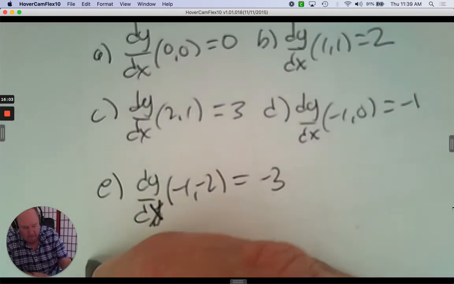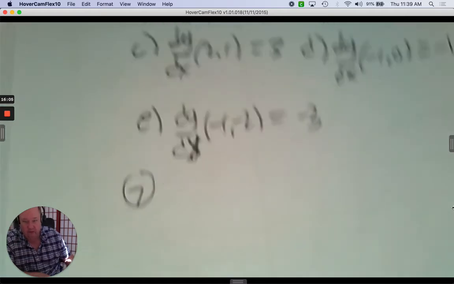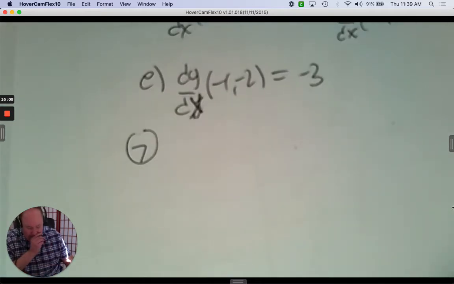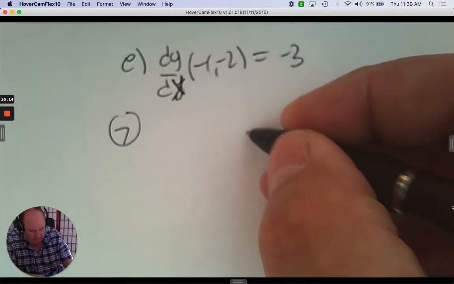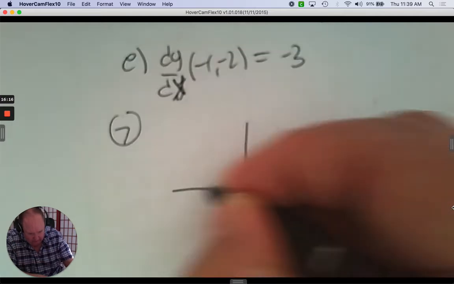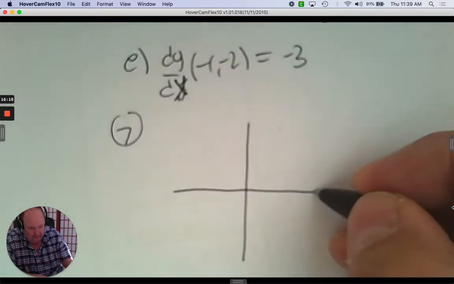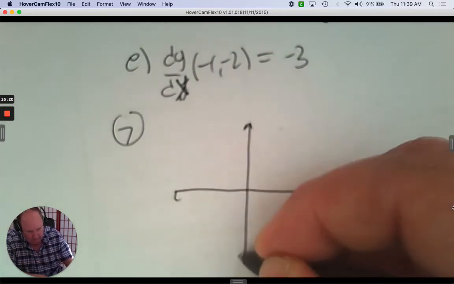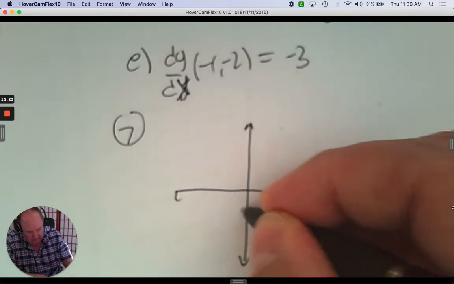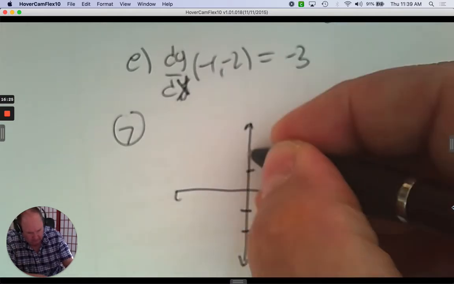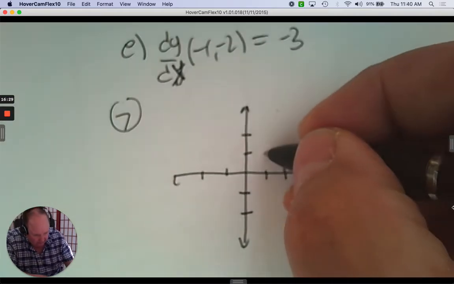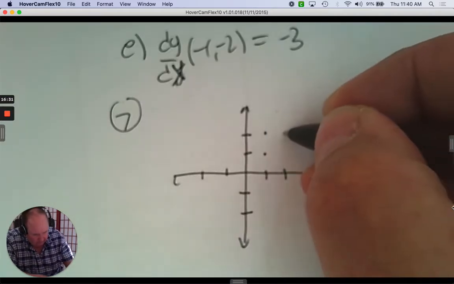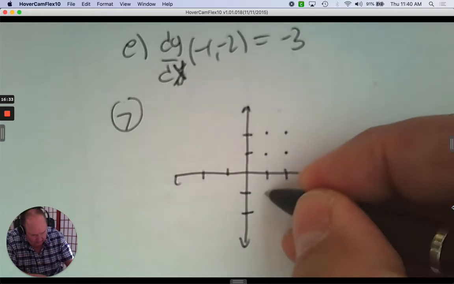And then for number 7, it says, sketch a slope field. That's 2 by 2. So what does that mean? 2 means 2 in all directions. So that means that for a slope field, 2 to the right, 2 down, 2 up, 2 to the left, and then that, and I'm going to put dots where we need slopes, and I'll do them in pink.